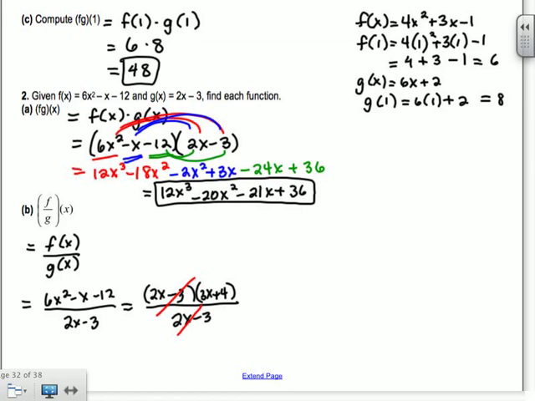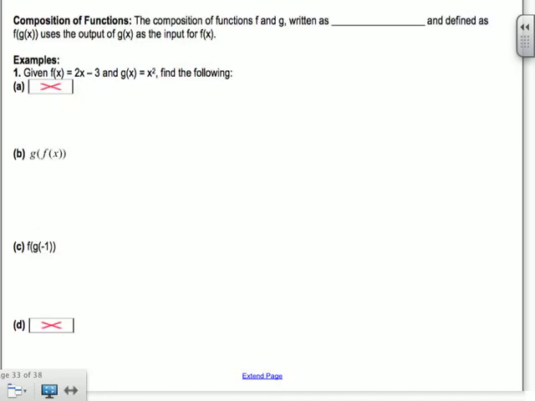Okay, so that means you have a 2x minus 3 on the top and the bottom. So we just cancel it out. So your answer is 3x plus 4. Okay, that won't always happen, but always look to see if it will.